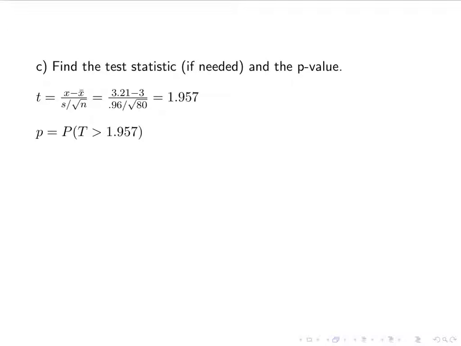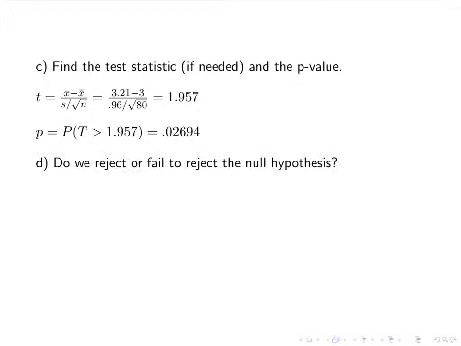Okay. So if I put this into Excel, I should get 0.02694. So that is my p-value. The next step is deciding whether we reject or fail to reject the null hypothesis. So remember, we're comparing our p-value to alpha.